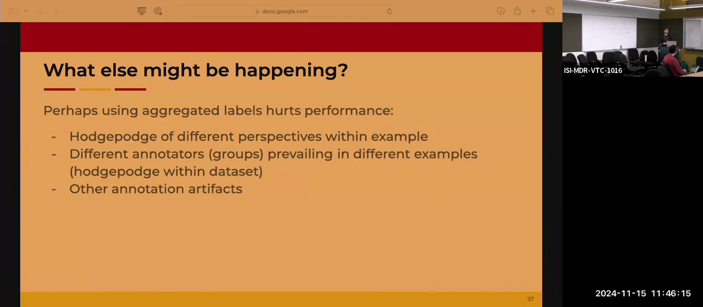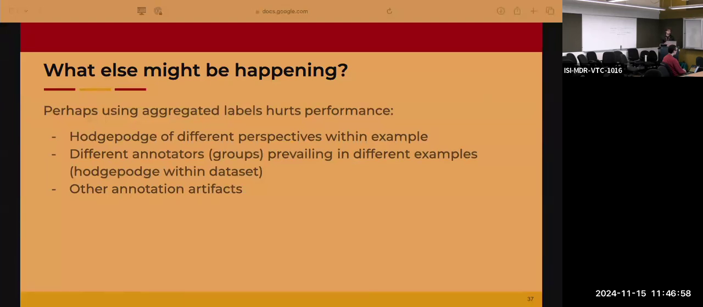I've actually seen it happen in some of the aggregations in the data set. The other thing that could happen is that different annotators or different groups of annotators can prevail in different examples. Here I'll use the simplest thing I could think of, which is Republicans and Democrats. If you have some examples in the dataset where more Democrats ended up annotating and therefore prevail in the aggregate, and others where Republicans are annotating and prevailing in the aggregate, then when the model sees all these annotations, it may be seeing hotspots of Republican and Democrat opinions, creating some artifacts in the labels.